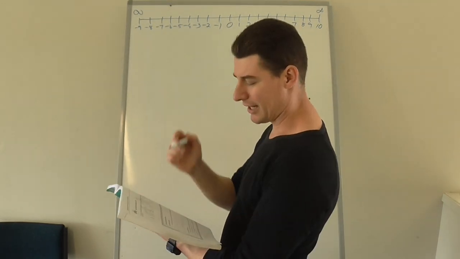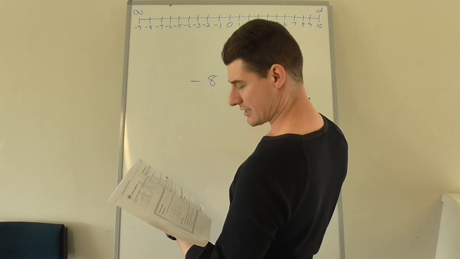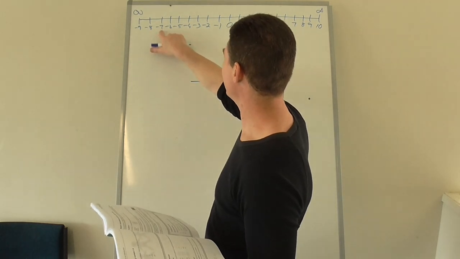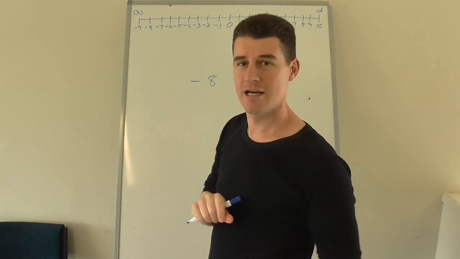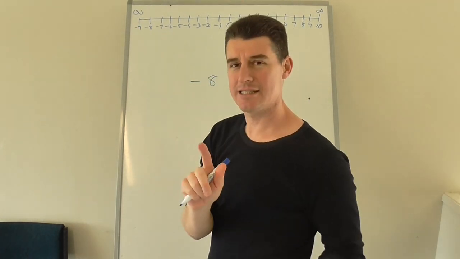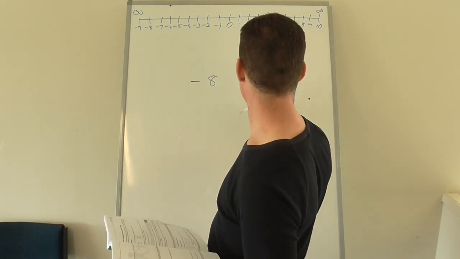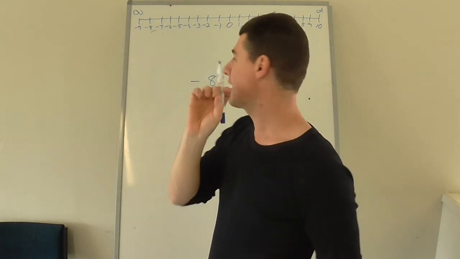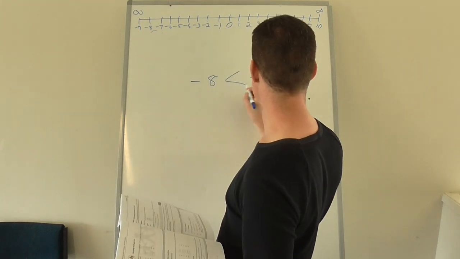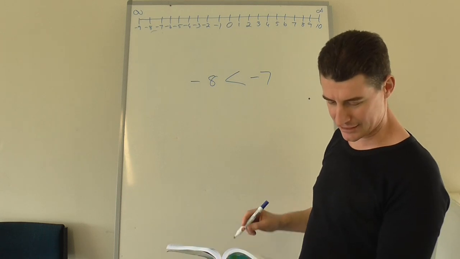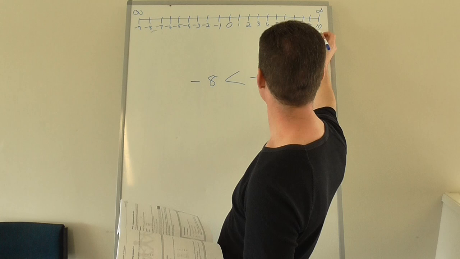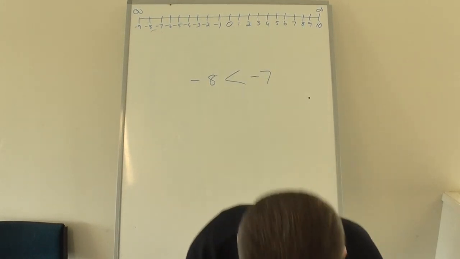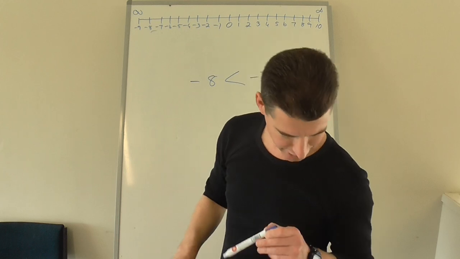Now if you look at numbers like minus 8 and minus 7. Minus 8 is to the left of minus 7. So that means minus 8 is smaller than minus 7. Minus 7 is to the right of minus 8, so it is bigger. So minus 7 is bigger, and we know the crocodile eats the biggest number. All right, so if you've got 10 and minus 3, we've got 10 all the way here. And because minus 3 is all the way to the left, we know that minus 3 is smaller than 10. And if you couldn't figure that one out, the minus sign should have given it away.